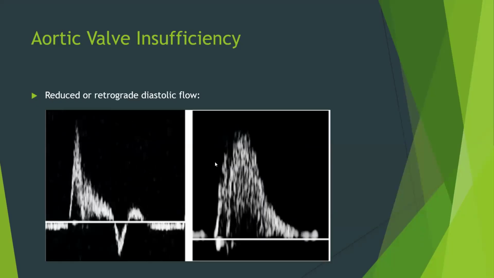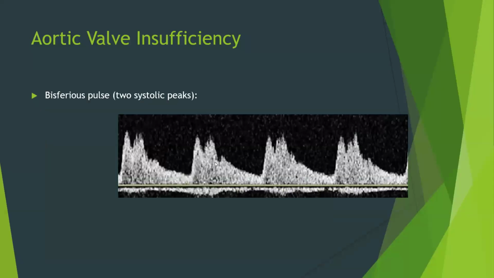So aortic valve insufficiency, right? So we have reduced or retrograde diastolic flow. It simply means, right, that we're not pushing enough blood out of the heart. So we get low velocities, we get low cardiac output, we get reduced or retrograde diastolic flow. Another form of this is that bisferiens pulse. So we have two systolic peaks, okay? So sometimes you'll get this. It just means that you have the aortic valve insufficiency. It doesn't necessarily mean that we have carotid artery disease.